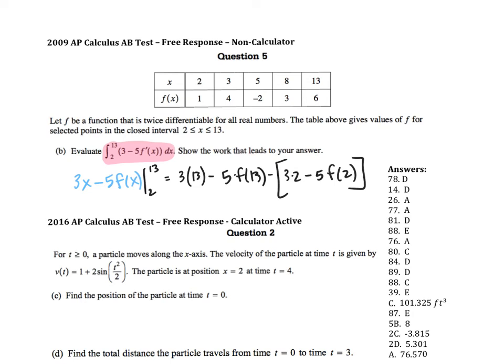All right, 3 times 13 is going to be 39, minus 5 times f of 13. f of 13 is going to be 6, minus 5 times f of 2, which would be 1. We could end here, but I'm just going to get the final answer because I like this stuff. We got 39 minus 30, and then in the brackets I'd get 6 minus 5 is 1, so minus a 1. 39 minus 31 is going to get me 8.